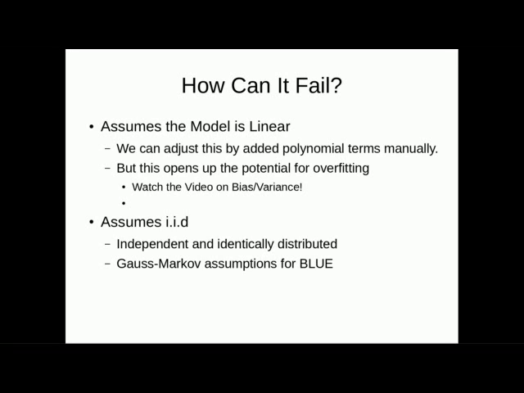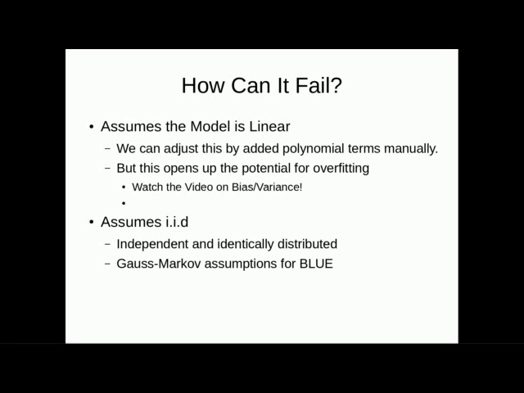So lastly, one last thing on our introduction to linear regression. How can it fail? What can go wrong? Well, there's a huge assumption in linear regression, and that's that the problem that we're trying to solve is linear. Maybe it's not. If it's not, that's okay. We can adjust that by adding polynomial terms manually. But this opens up the potential for overfitting. There's an entire video on this from Andrew Ng, so I'm not going to cover that. But please do watch that video and be very familiar with the difference between bias and variance and how to manage those two things.